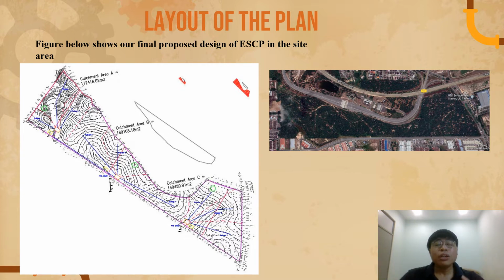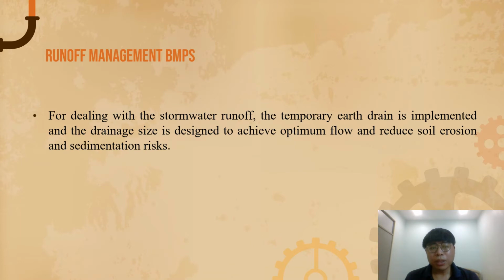And we have designed the temporary drainage system for each catchment area, and then we have the sediment basins, a total of 3, and a wash bay, and we have 2 entrances, so the system flows well to the outlet there. For runoff management BMPs, for dealing with the stormwater runoff, the temporary earth drain is implemented and the drainage system is designed to achieve optimum flow and reduce soil erosion and sedimentation risks.